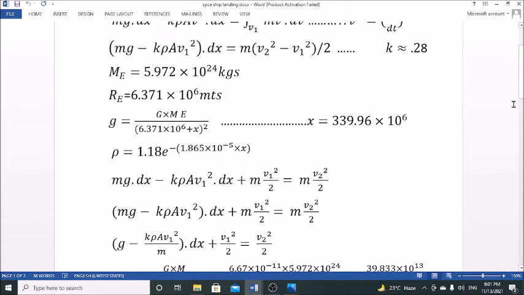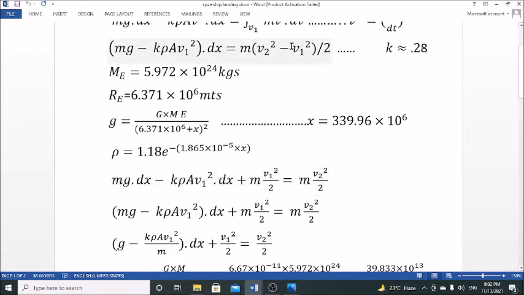And substituting here, this is an empirical formula for rho: 1.18 e to the power minus 1.865 times 10 to the power minus 5 times x, the distance from the surface of the Earth. Rewriting our equation, mg dx minus k rho a v1 square dx equals mv1 square.